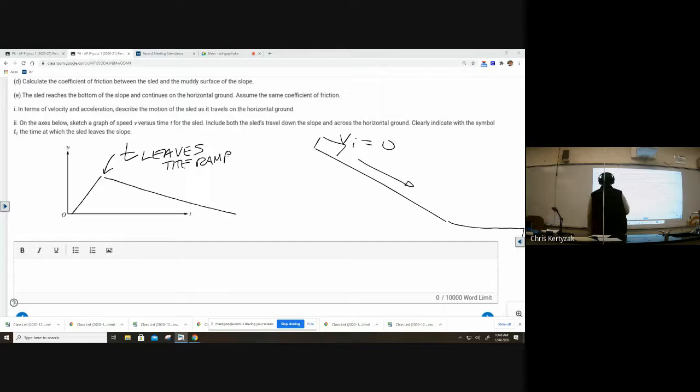Then the net force goes from being in the direction of motion, which it was on the ramp, which causes an increase in speed. And then the moment it leaves the ramp, the net force becomes in the backwards direction because of friction, which switches the slope of this, which is acceleration, from a positive acceleration to a negative acceleration, which is slowing down until it would finally stop.